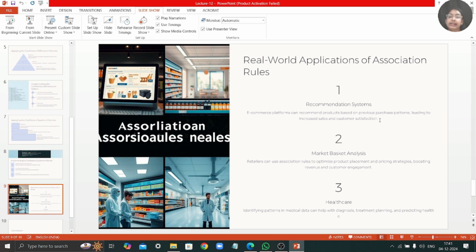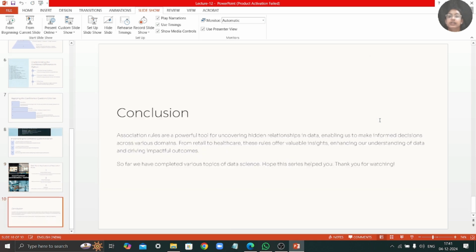And then there is healthcare, where it can be used in diagnosis and treatment. So this is it for association rule mining, and this is it for our data science video series.